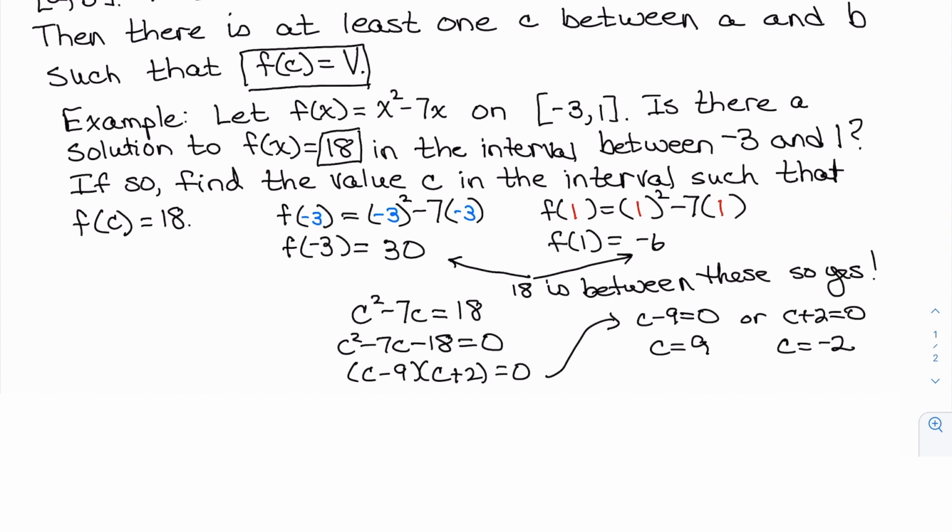But remember, the c's that we are interested in are in our interval. Our c has to be in the interval between my negative 3 and 1. When I compare those, 9 is not in that span of values, but negative 2 is. So yes, we are guaranteed a solution to f of c is equal to 18, and our solution is actually that c is equal to negative 2.